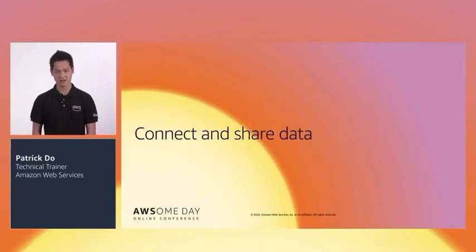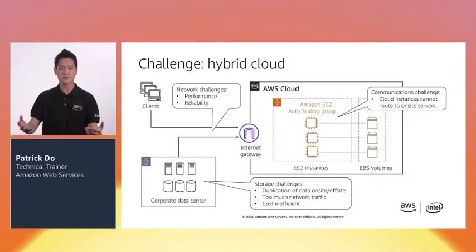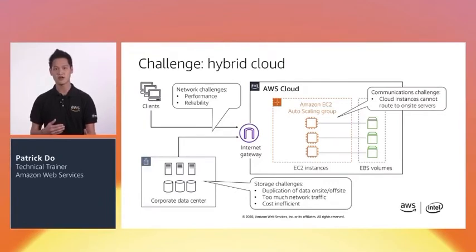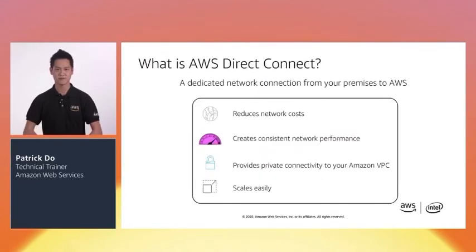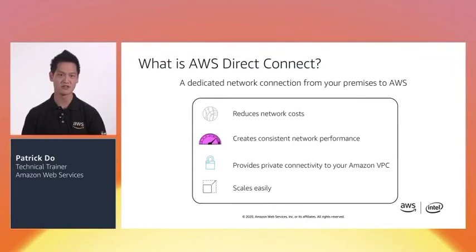Connect and share data. Have an on-premises data center and need a way to connect it to AWS to either extend your capacity or migrate your workloads? Connecting it over the internet has limitations, such as network, storage, and communication challenges. Therefore, we have AWS Direct Connect. AWS Direct Connect is a dedicated network connection from your on-premises to AWS, providing fast and private connectivity to AWS.